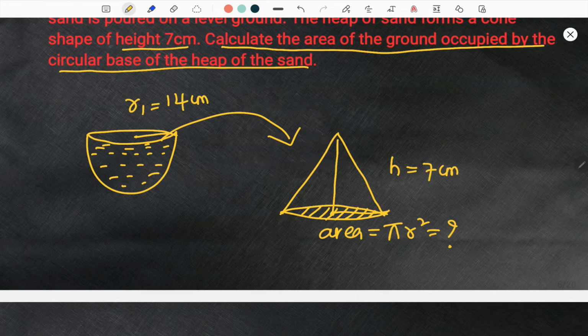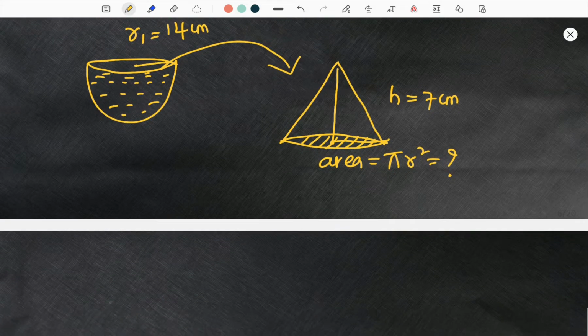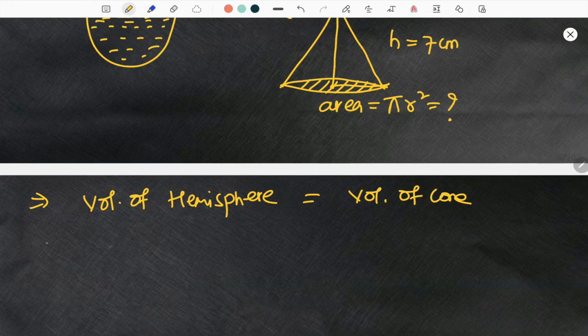Alright, quite a simple case. This is asked for 4 marks. There is a choice question also. We'll go for that also. What is the hint here? The hint is volume of hemisphere. Volume of a hemisphere is equal to volume of a cone. That is the main thing here, because when you are pouring this sand from this place to this place, what remains same? The volume is going to remain same.